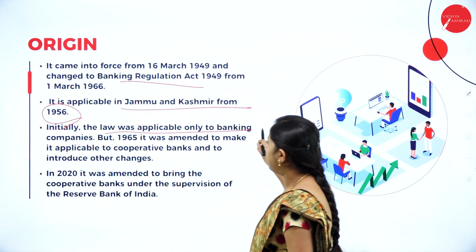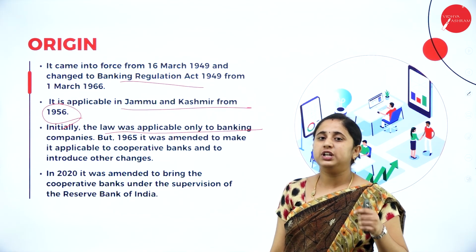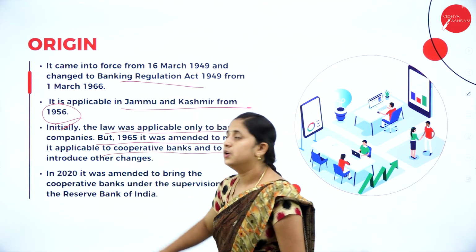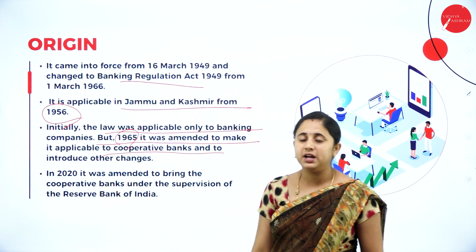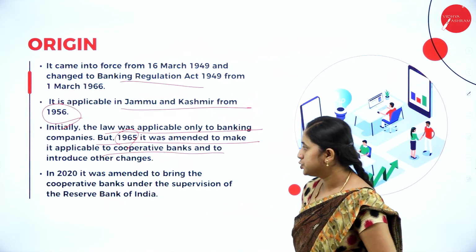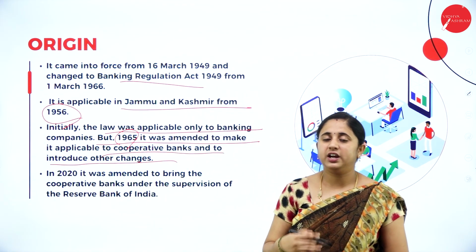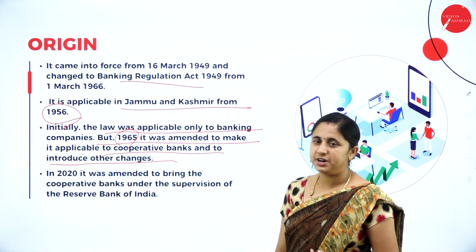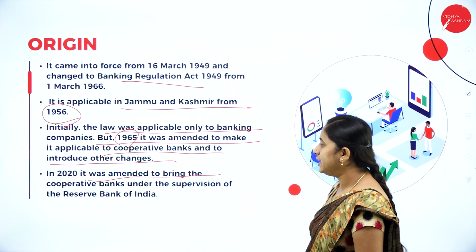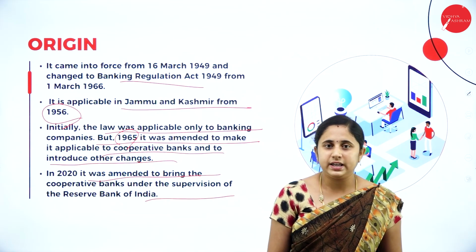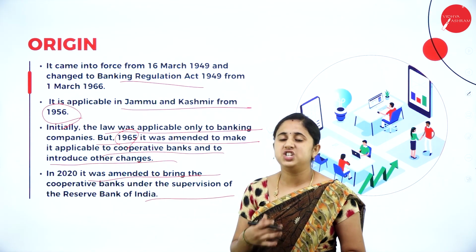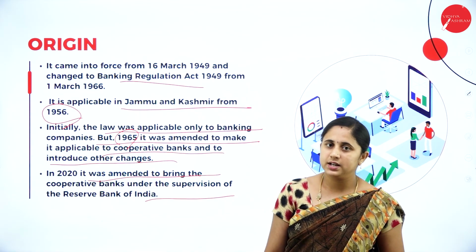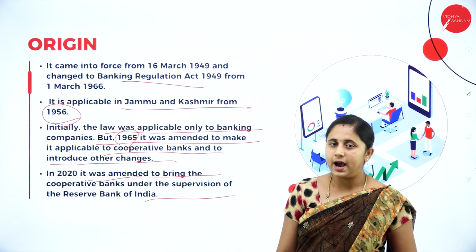Initially the law was applicable only to banking companies, that is, only to commercial banking companies. But in 1965 it was amended to make it applicable to cooperative banks also. They introduced some changes in order to make it applicable to the cooperative banks as well as Jammu and Kashmir, besides the commercial banks. In 2020, it was amended to bring the cooperative banks under the supervision of the Reserve Bank of India. Now RBI is going to control cooperative banks directly. Now cooperative banks come under the direct supervision of RBI.